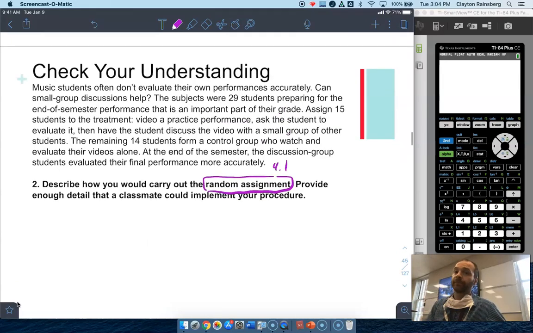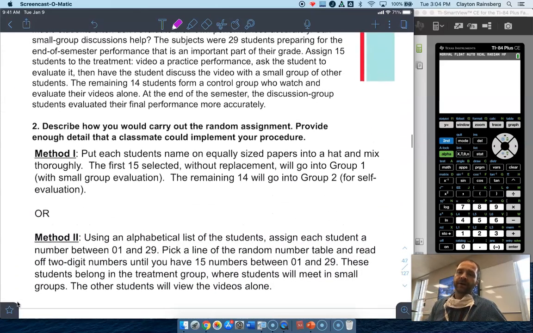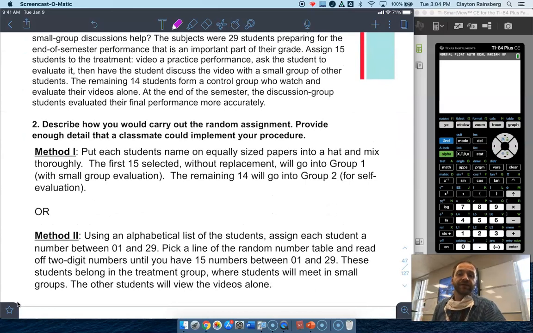I'm going for the hat. There's 2 ways. You can put the names of all the students on equally sized papers into a hat, mix thoroughly, no peeking. The first 15 selected, without replacement, they're going to go into group 1, which is the small group evaluation. The remaining 14 are going into group 2 for self-evaluation.